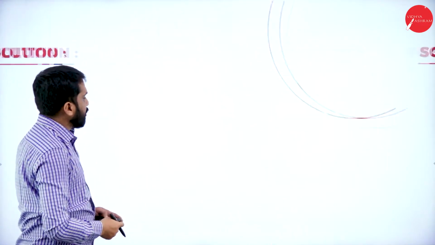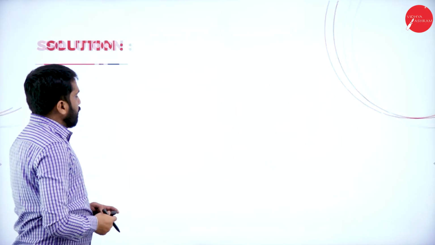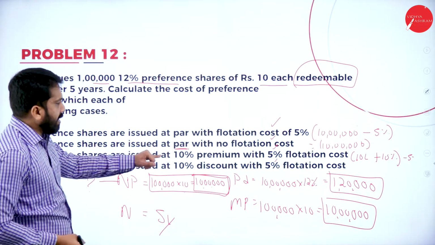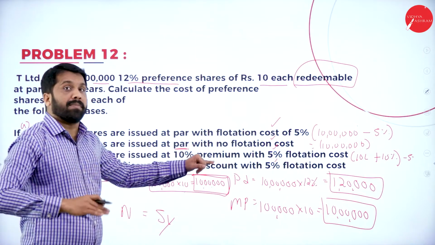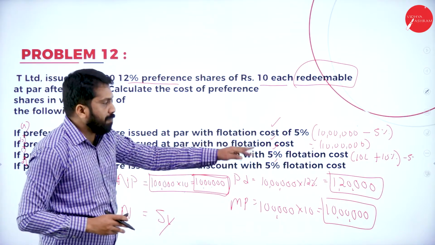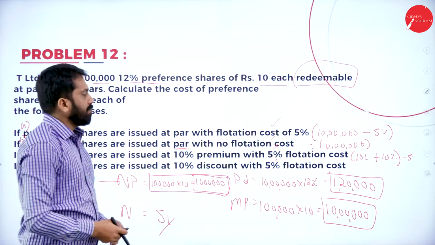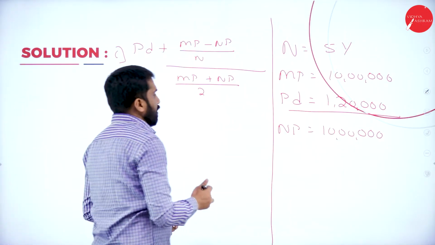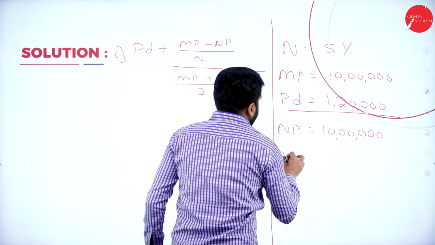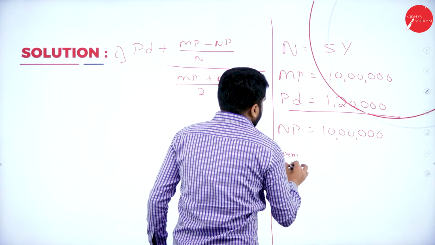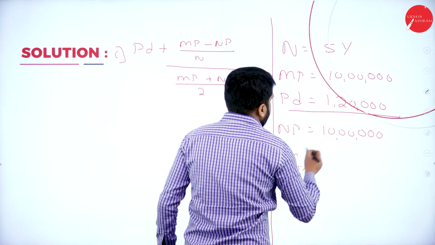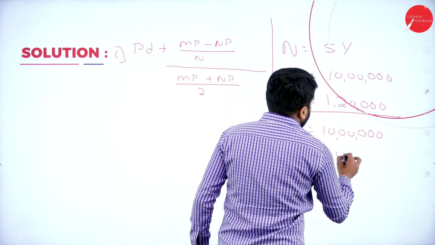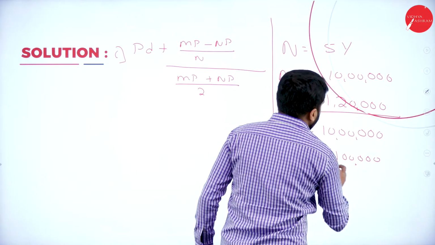I'll go back to your question. As per the question, preference shares are issued at 10% premium. Again 5% flotation. Now, 10% premium, 5% flotation. Now, premium at 10%. So, it will be how much? For 10 lakh, 10% means it will be 1 lakh. How much is it?